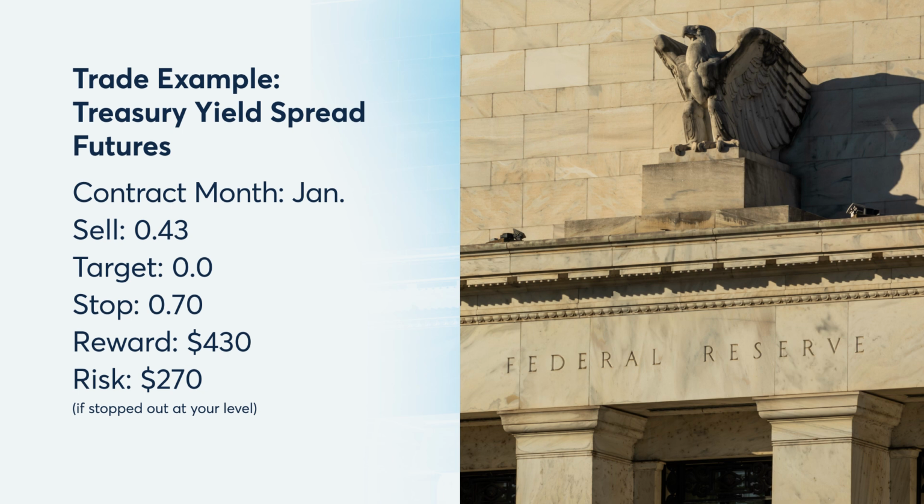Now, if a trader believes that the yield curve could flatten from here, they could express that by selling the January micro 2-year versus 10-year Treasury yield contract at 0.43 and targeting a move back to zero. Now, a stop for this trade can be placed above at 0.70. This trade can make $430 if the target is reached and risks $270 if you're stopped out of your level.